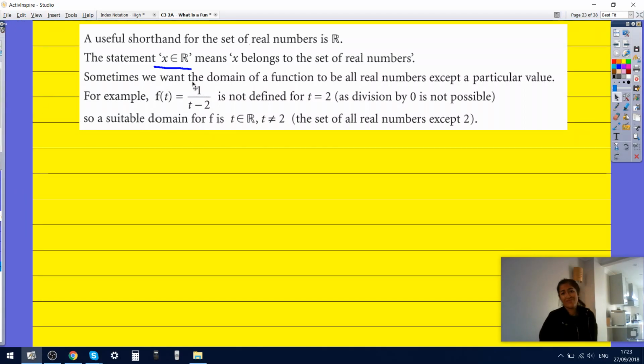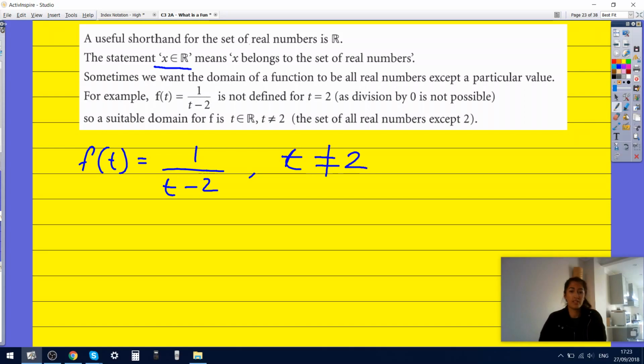What do you see in this one here? What number can t not be? Two. Why? Because you can't do 1 divided by 0. Correct. And so t can be any real number, but t can't be 2.